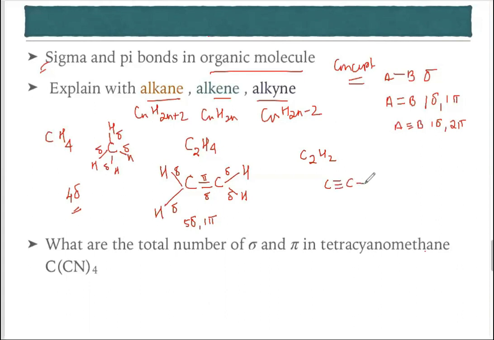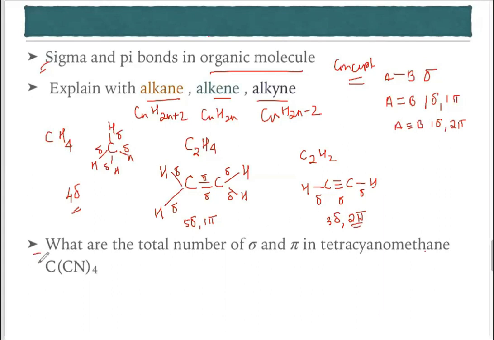Alkyne. Alkyne is C2H2, ethyne. So a triple bond, one hydrogen, another hydrogen. Here at least one is sigma and the rest are pi, so this is pi and pi. This one is also sigma. So how many sigmas are there? 1, 2 and 3 sigma and 2 pi.